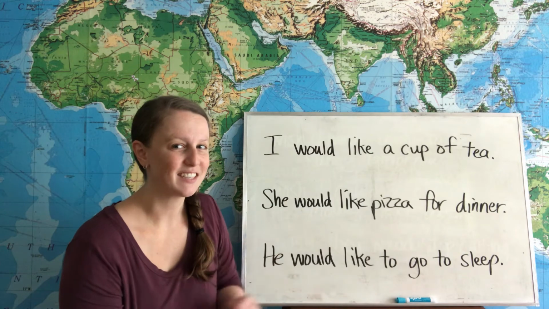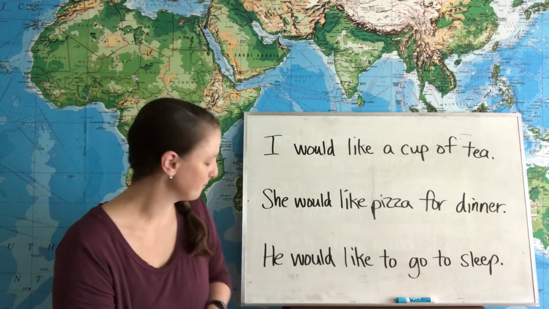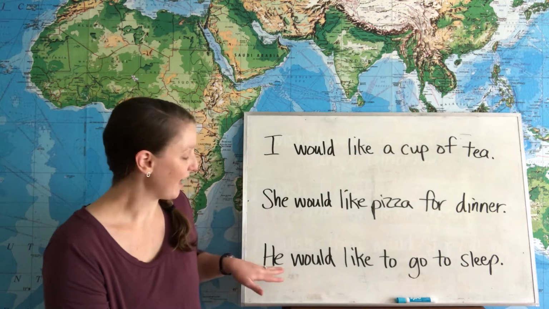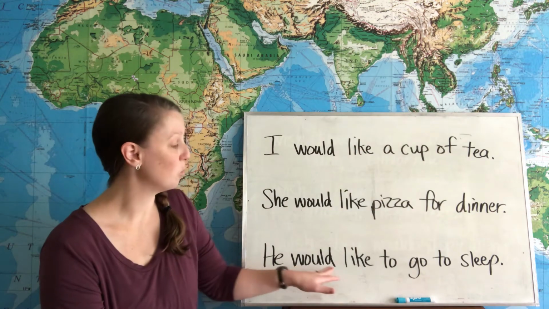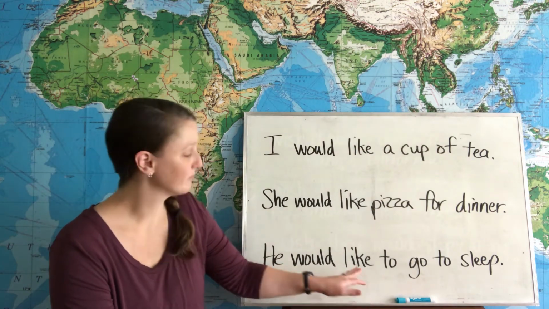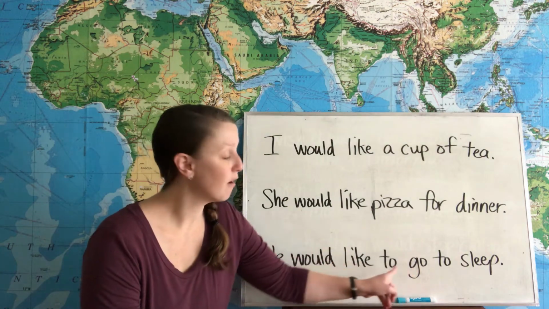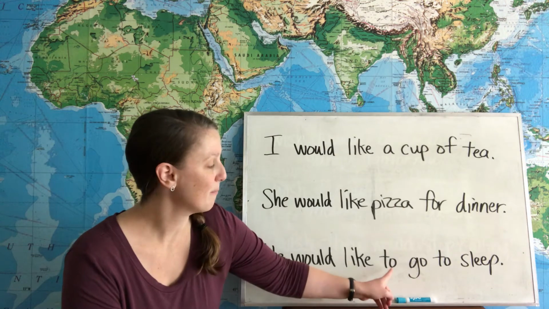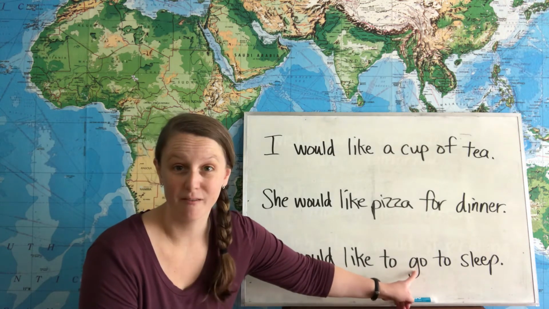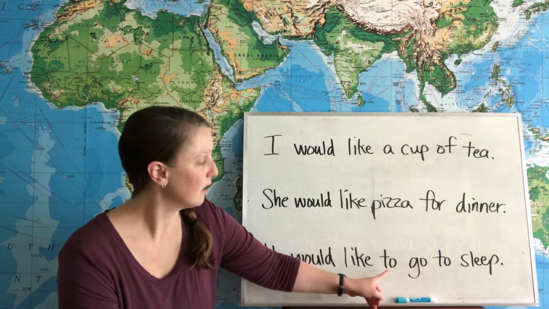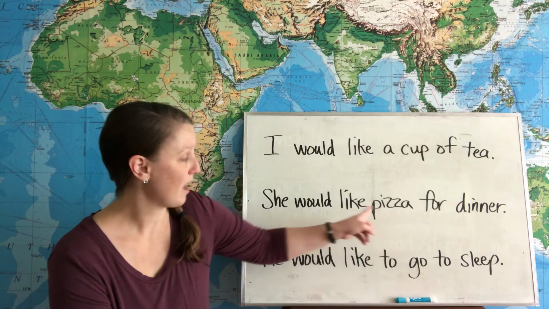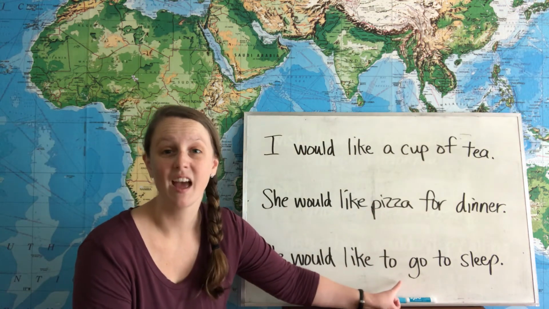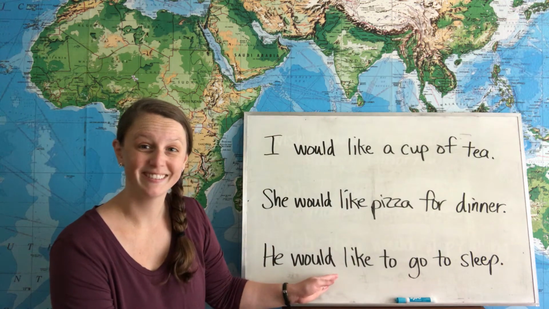Let's look at our last example, which is a little bit different. He would like to go to sleep. Here again, we have he would like, no s, but we have a verb, specifically an infinitive. That means to with the verb. We can use a noun after would like or an infinitive after would like.